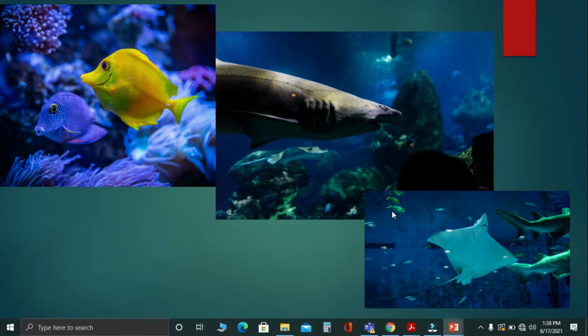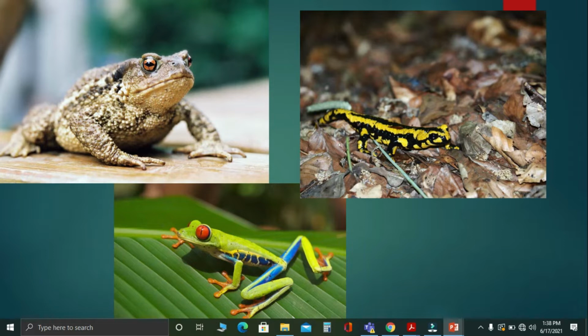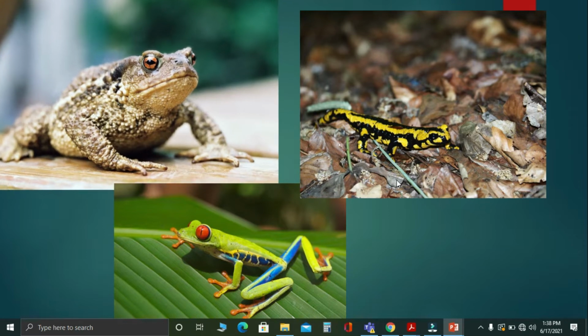These are some pictures about fish. They have a backbone. These animals are called amphibians by common name. They also have backbone. This is the picture of a salamander. Okay.